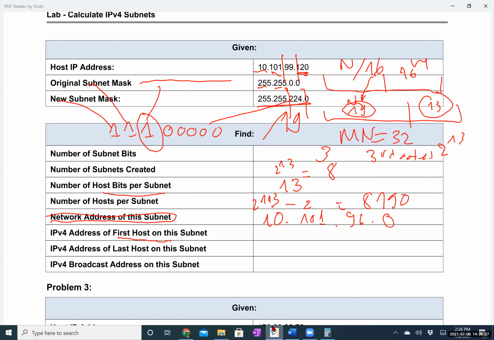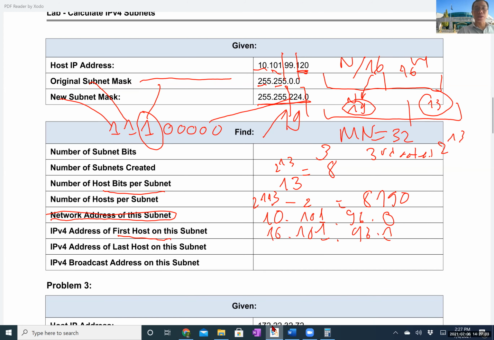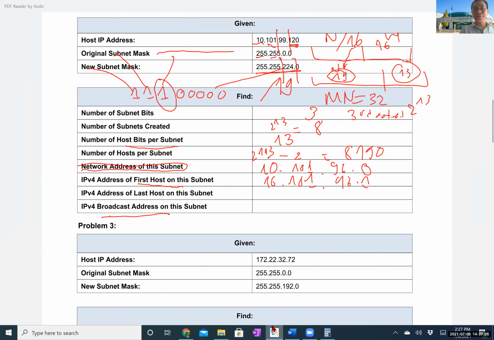10.101.96.1. That's right. Now think about this one. What is the broadcast here? In order to know the broadcast, you have to find out the network address of the next subnet. What is the network address of the next subnet?